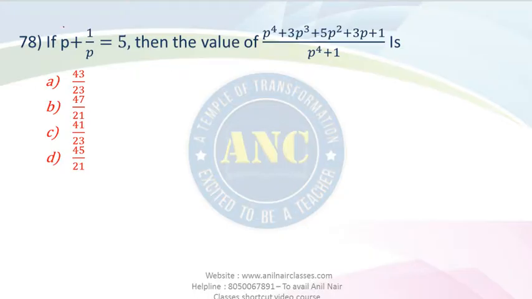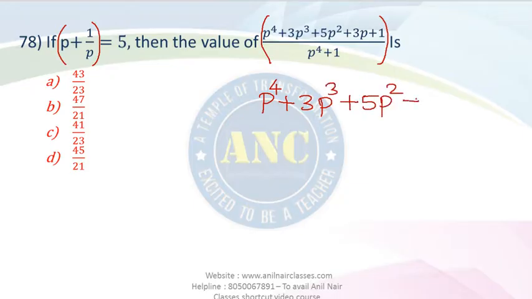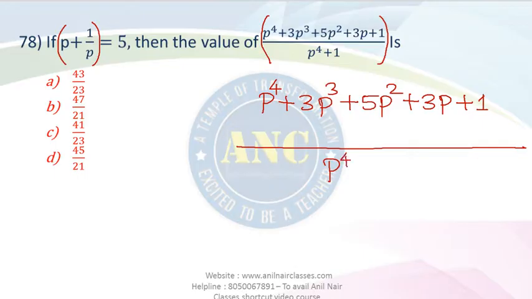Now see here, sir. P plus 1 by P is given as 5, but it's not a difficult question. These are all something which we have done, but the finding condition is a little lengthier. Whether it is lengthy or whatever it is, if you know the logic, it's quite simple to solve. What are they asking us to find? P power 4 plus 3p cube plus 5p square plus 3p plus 1. This 1 is nothing but p power 0, right? Don't forget that. 1 is nothing but p power 0, divided by p power 4 plus 1. Again this 1 is nothing but p power 0.